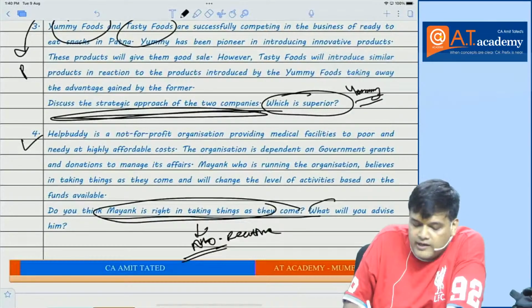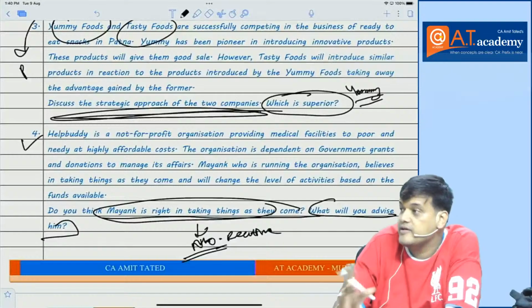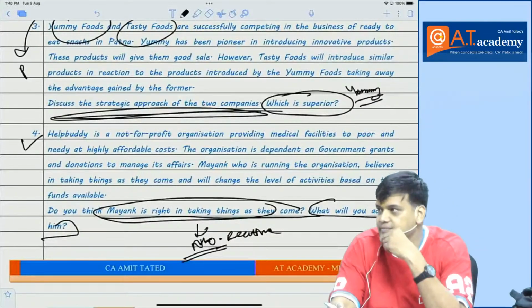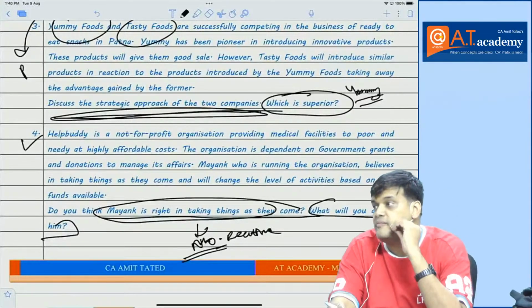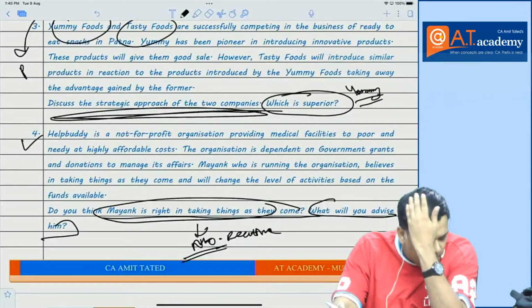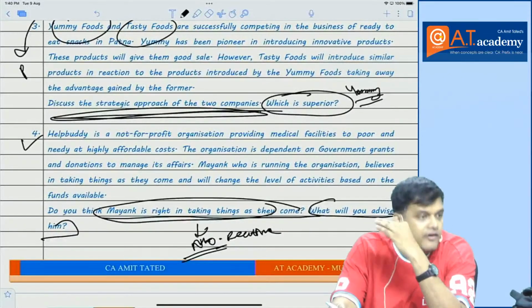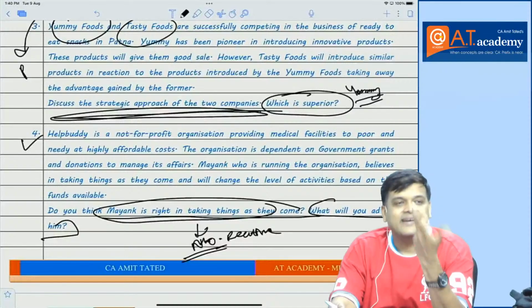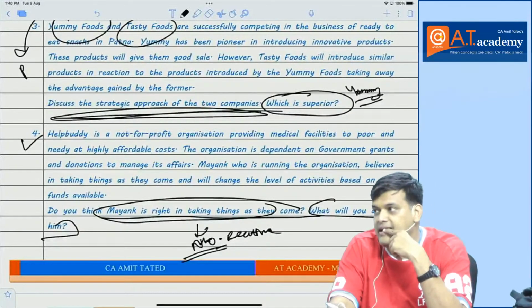Reactive. What will you advise him? Blend. Blend of proactive and reactive. That is, this particular Mayank should have a proactive approach as well as a reactive approach. Clear?